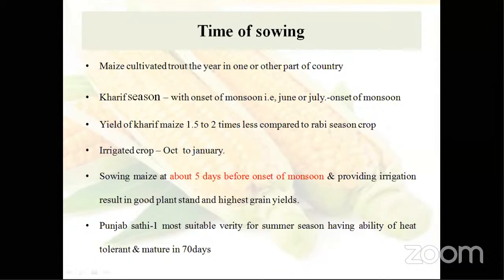Just listen to one basic thing. Time of sowing is very important in case of annual crops. Why? Because the major source of plant growth, yield and development is sunlight. If you delay by 5 days, then the sunlight hours available for the entire crop period of 120 days are also reduced.